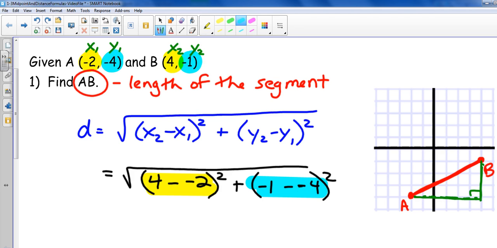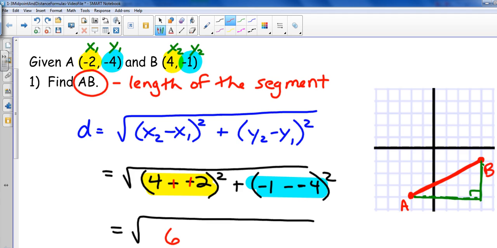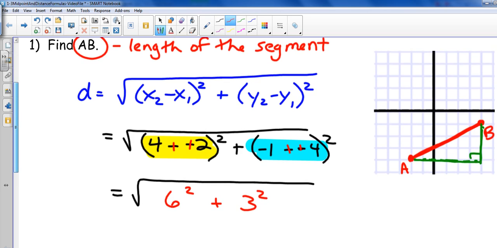Be careful that you don't put an x minus a y. It's x2 minus x1, y2 minus y1. From here, it just becomes a little bit of arithmetic. Minus a negative does turn into plus a positive. So I'm getting a positive 6 squared plus a positive 3 squared. We didn't get a negative in this case, but a negative quantity squared would still be a positive. So if you want to insert parentheses around these just to make sure you are squaring the negatives, that's a good idea.